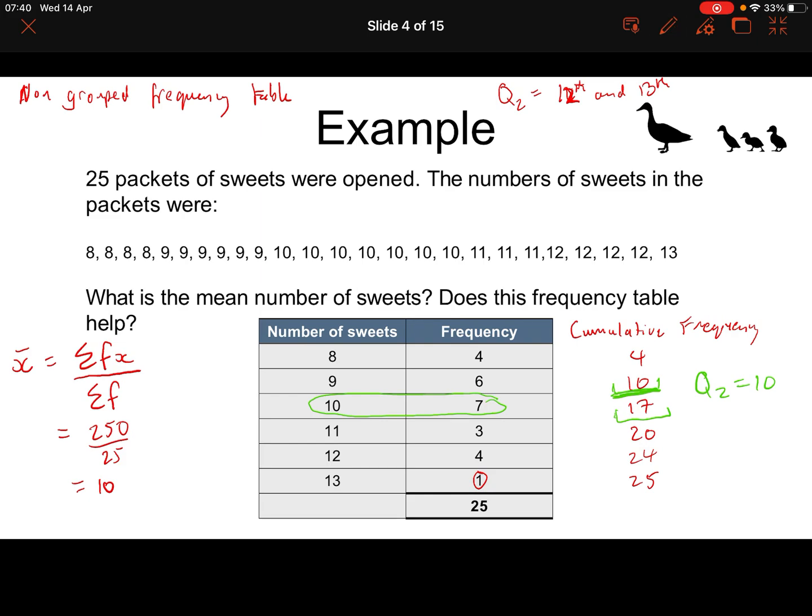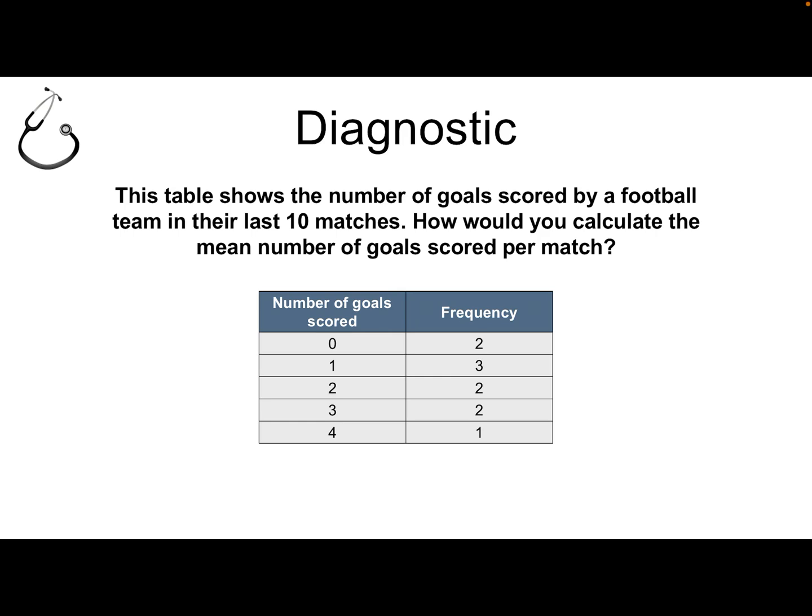Well, I hope that makes sense. So have a little go at this one. This table shows the number of goals scored by a football team in their last 10 matches. How would you calculate the mean number of goals scored per match? So stop your video and have a little go.